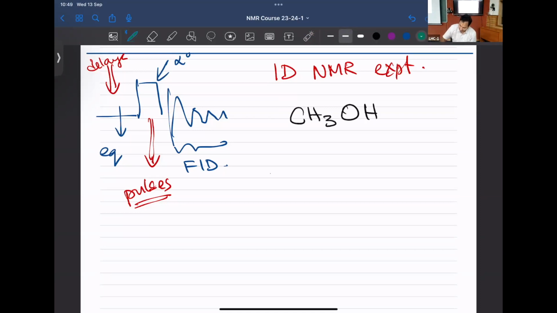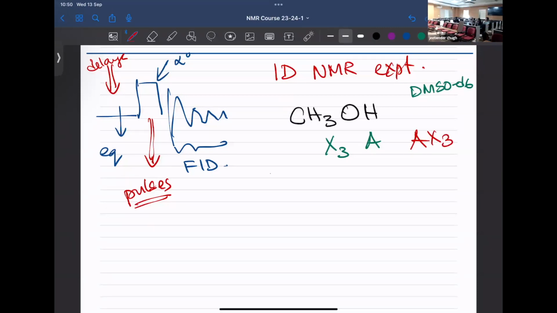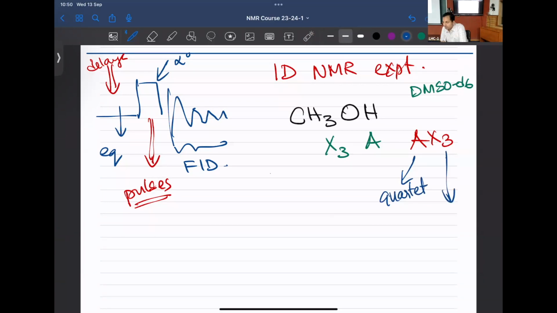What kind of system is this? This is something like an AX3 system. Do you agree on that? If you put it in DMSO-d6 as a solvent, what should be the multiplicity of A? Four. You don't call it 4 in NMR, you call it a quartet. Can you answer what should be the multiplicity of the X spin? Doublet. So this is a simple AX3 system.